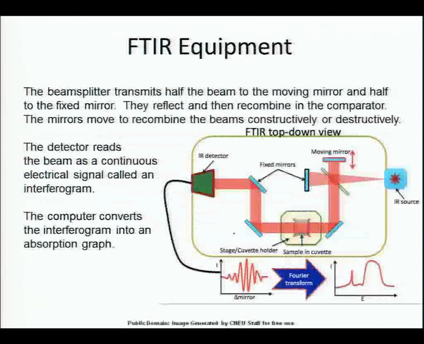in production. So this is a schematic drawing of an FTIR system. The beam splitters transmit half the beam to a moving mirror and half to a fixed mirror. They reflect and then recombine in a comparator. The mirror moves to recombine the beams constructively or destructively. So what we have is our infrared source. We take that infrared source and we break it up into two systems. In one of the systems, we have a moving mirror, and then we actually add that to a non-moving mirror. So we take half the light from the infrared and we take it to a mirror that is non-moving, and then the other half is moving.